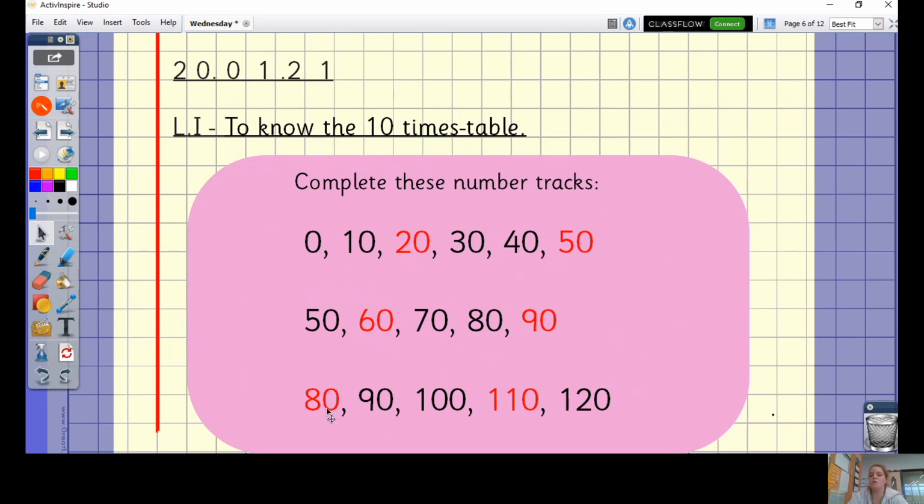And then this one was a difficult one. 80 was our first gap, and then 100, counting in tens, the next number would be 110. Well done if you managed to get that one. That was a really tricky one.